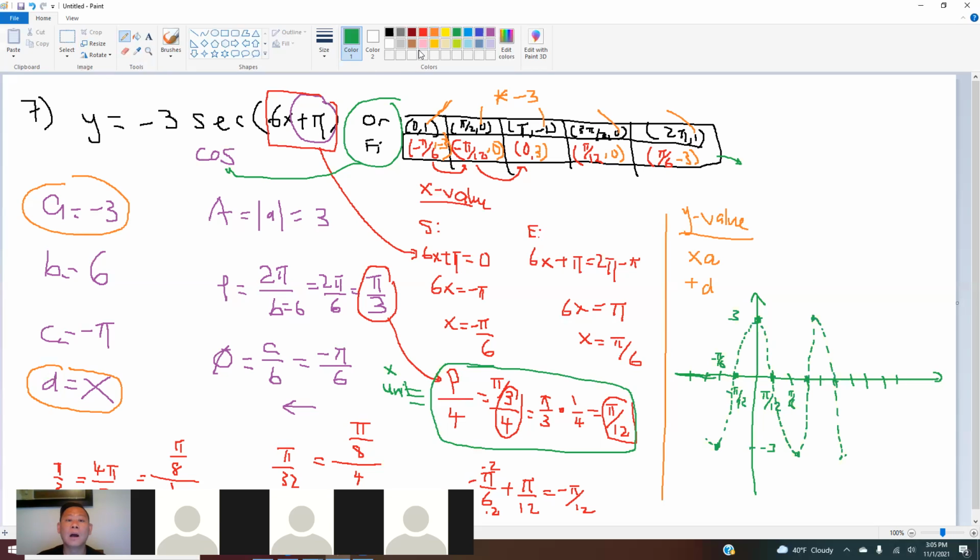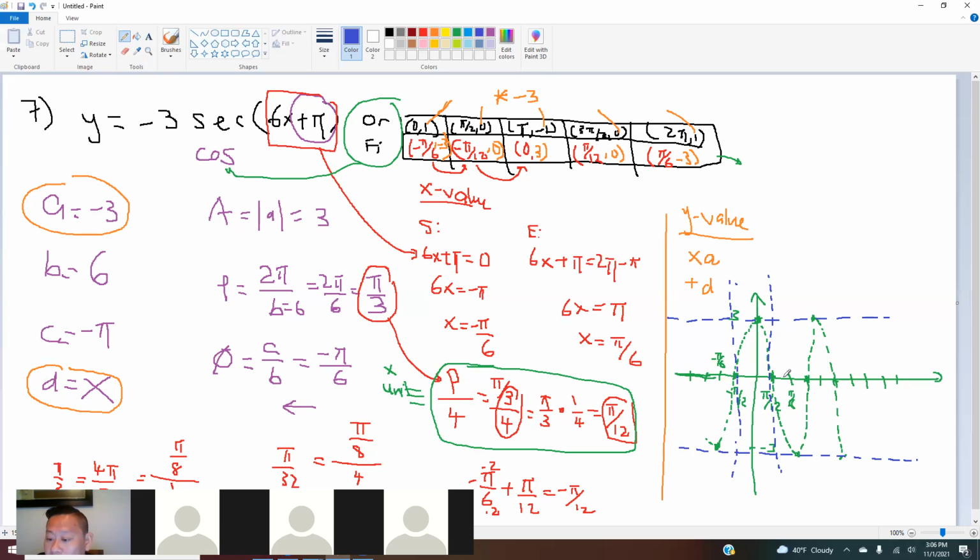Okay. But now we need to find the secant of it. For us to find the secant, you need to have horizontal asymptotes, which are at 3 and negative 3. It has vertical asymptotes. Your vertical asymptote is where it cuts the x-axis. So in this case, it will be at pi over 12, negative pi over 12.